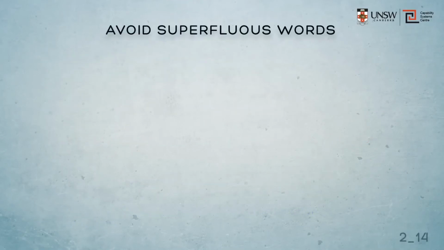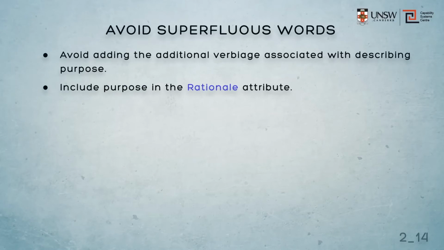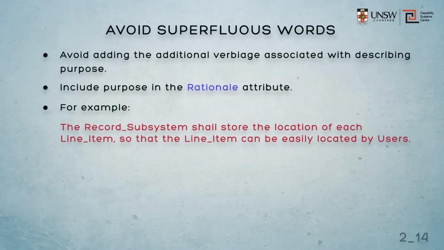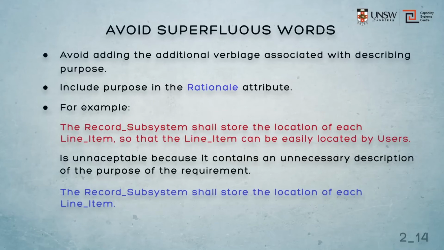Another form of superfluous words results when we include additional verbiage associated with describing the purpose of the requirement. That's not to say that we shouldn't describe the purpose. The articulation of that purpose is very important and should be included in the rationale attribute, but not in the requirement statement itself. So, for example, the record subsystem shall store the location of each line item so that the line item can be easily located by users includes the purpose of the requirement. The additional words should be removed and it should simply read, the record subsystem shall store the location of each line item.